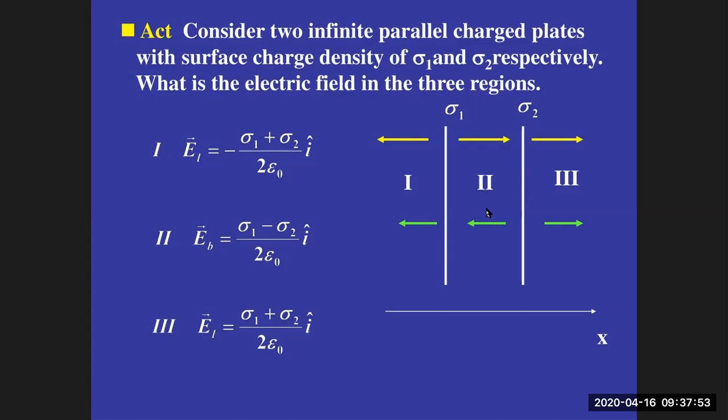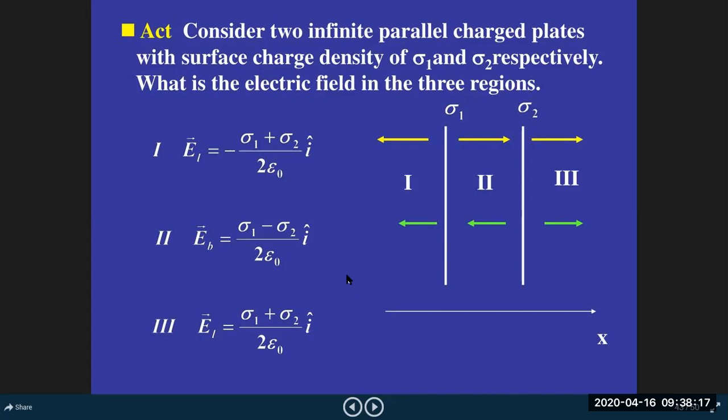Now we have to apply the superposition principle, that is, the vector sum of the electric fields due to each plate is equal to the net electric field due to the parallel plates at a point in between the two plates, which is given as 1 by 2 epsilon naught (sigma 1 minus sigma 2) into I cap.